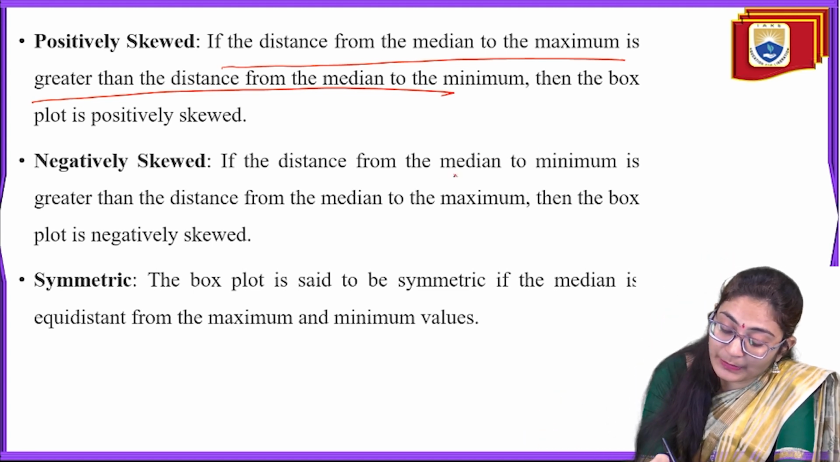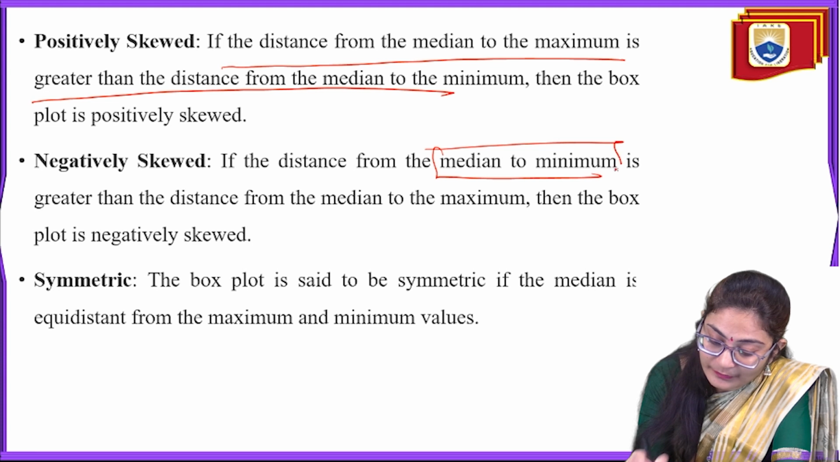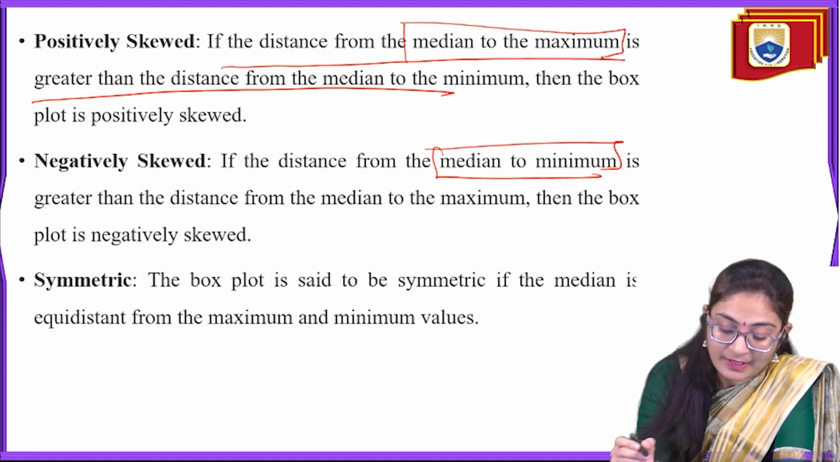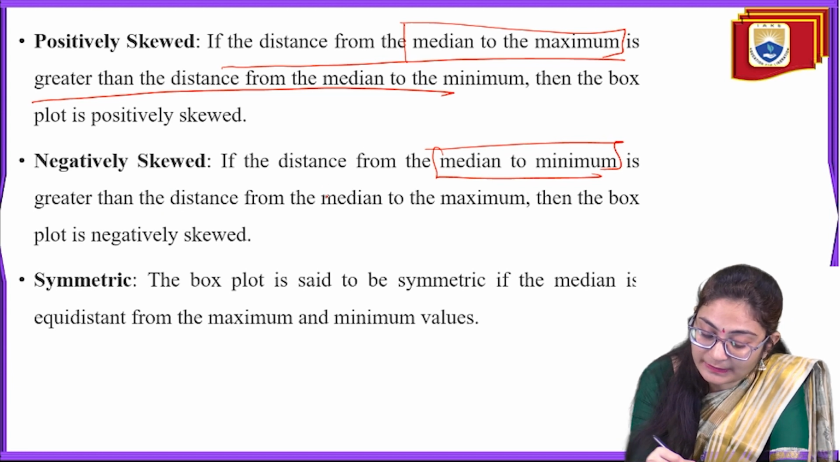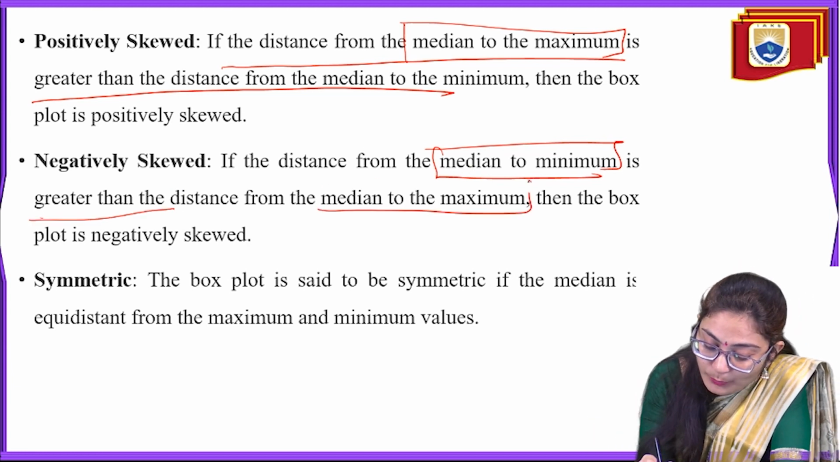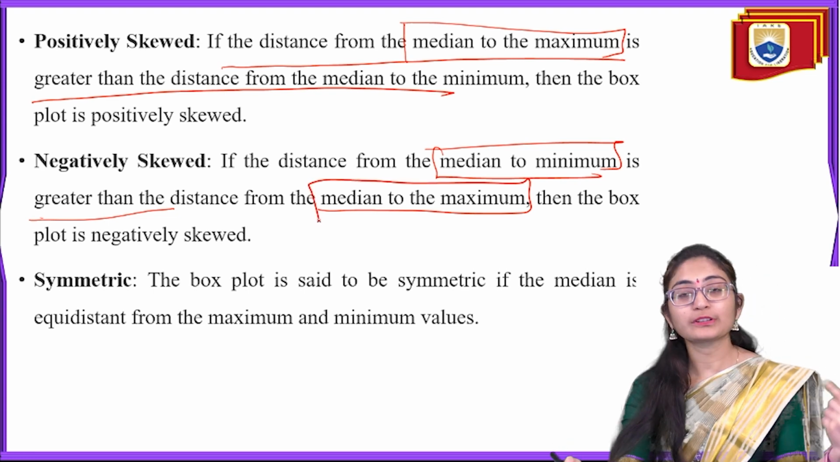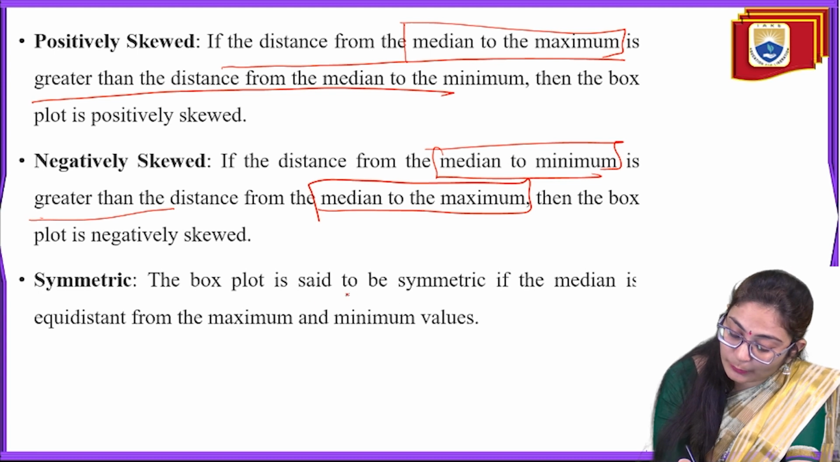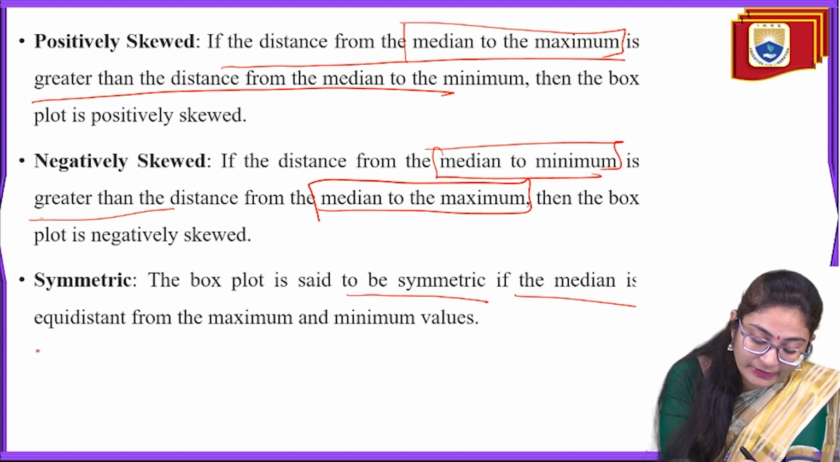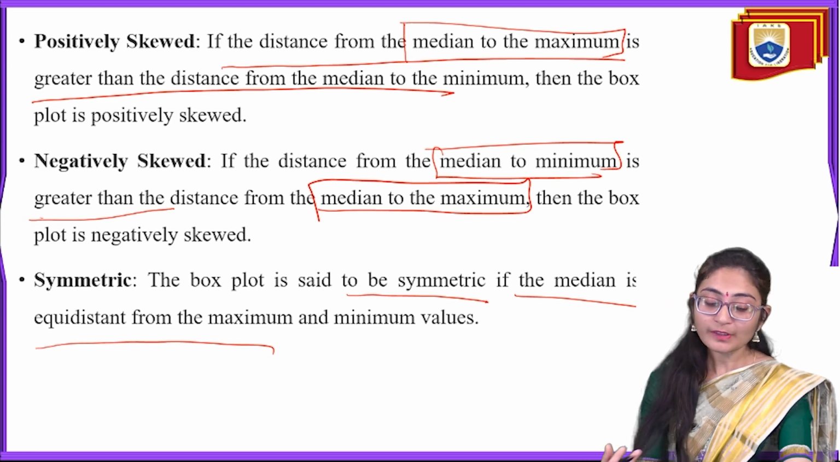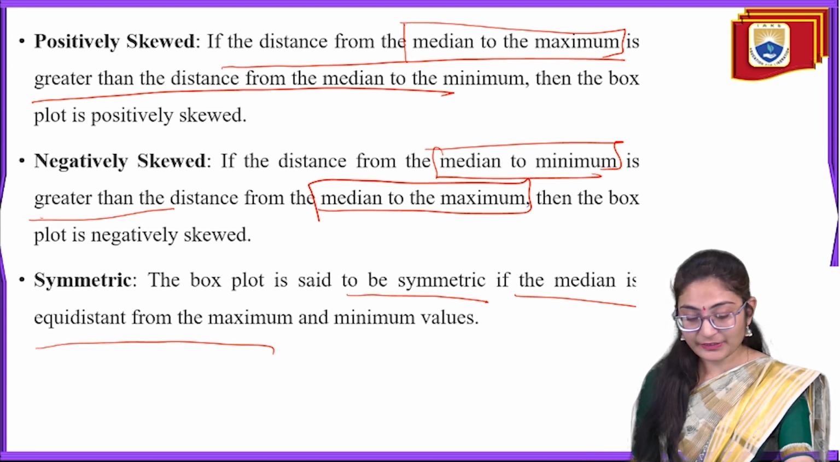If the distance from the median to the minimum is greater than the distance from the median to the maximum, then the box plot is negatively skewed. And the box plot is said to be symmetric if the median is equidistant from the maximum and minimum values. So at that time, it is symmetric.